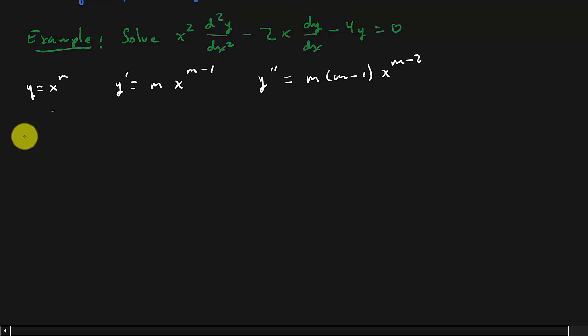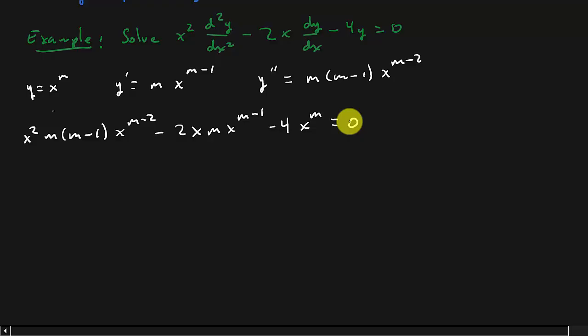All right, so we have x squared, and then we plug the second derivative in, so that's m times m minus 1 times x to the m minus 2, minus 2x times the first derivative, which is m x to the m minus 1, minus 4 times y, and y is x to the m, and that equals 0. All right, so I've got x squared, m squared minus m.